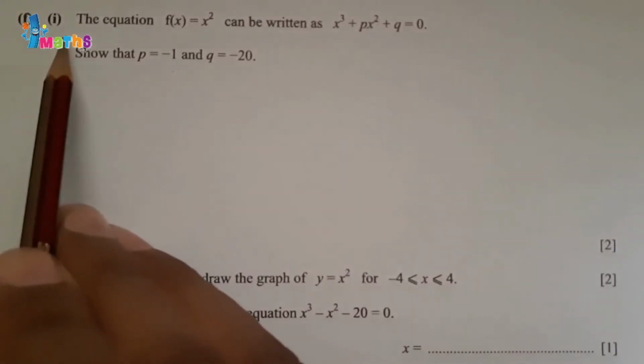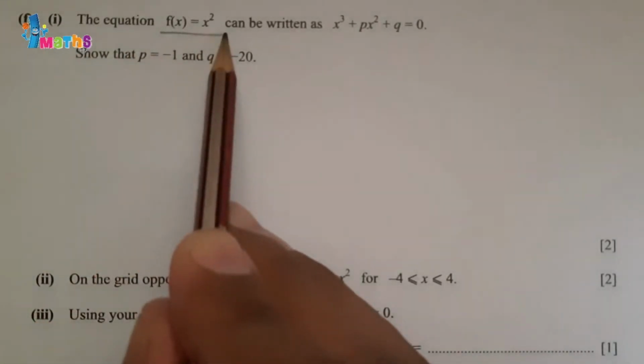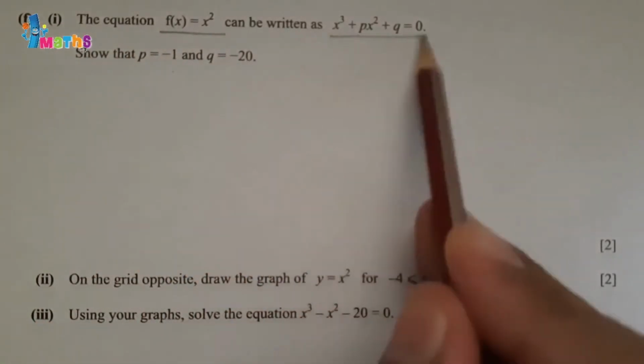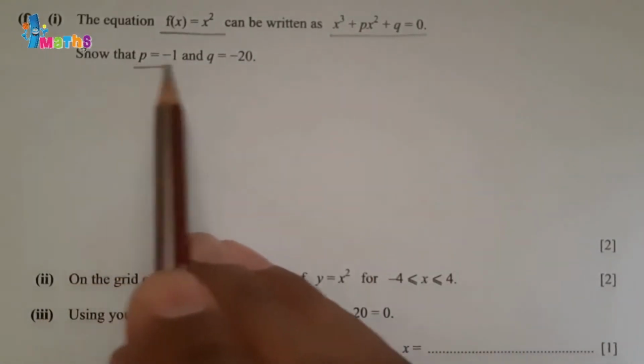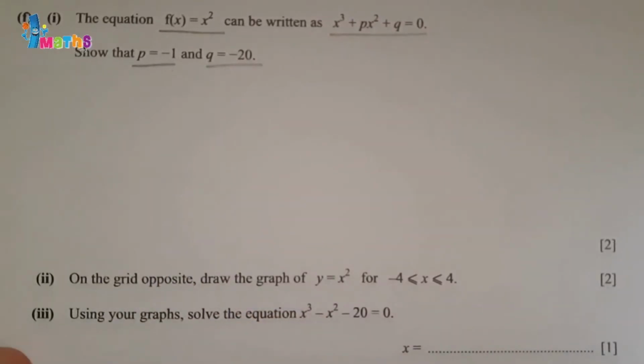Part F, part 1. The equation f of x is equal to x squared can be written as this one. Show that p is equal to minus 1 and q is equal to minus 20.